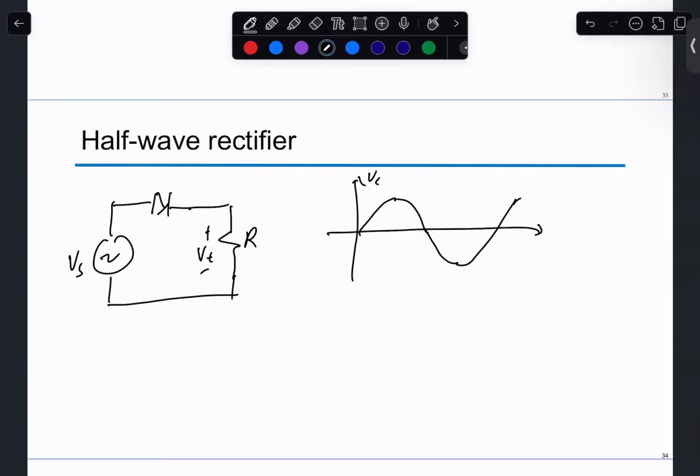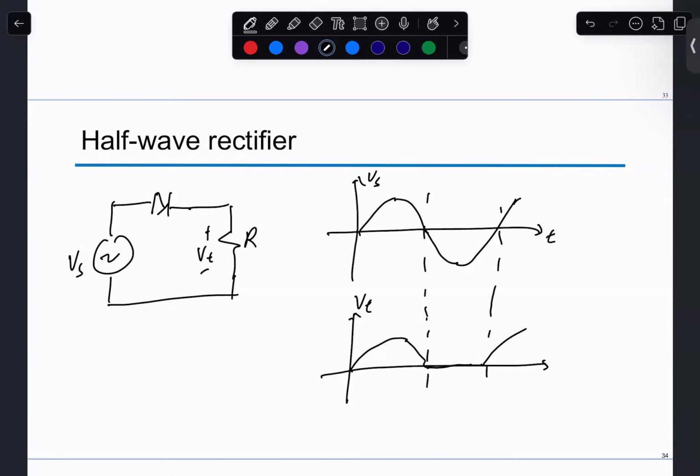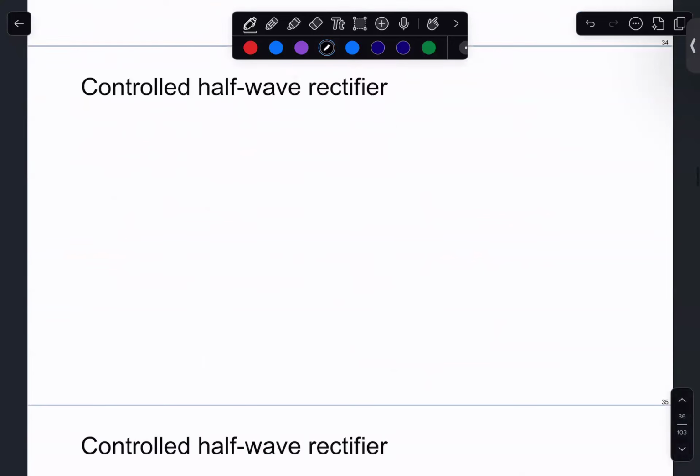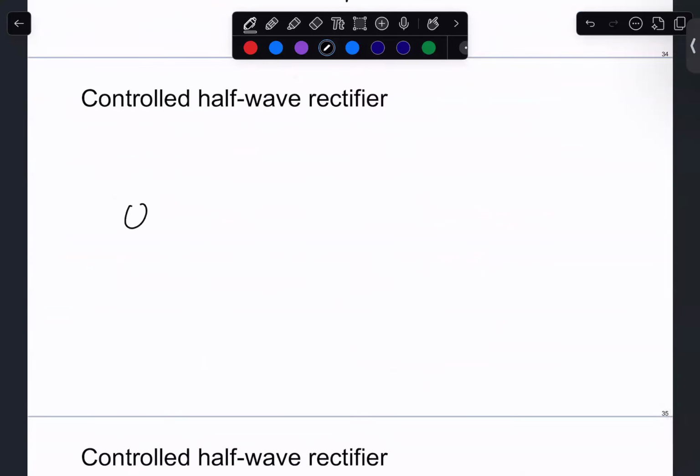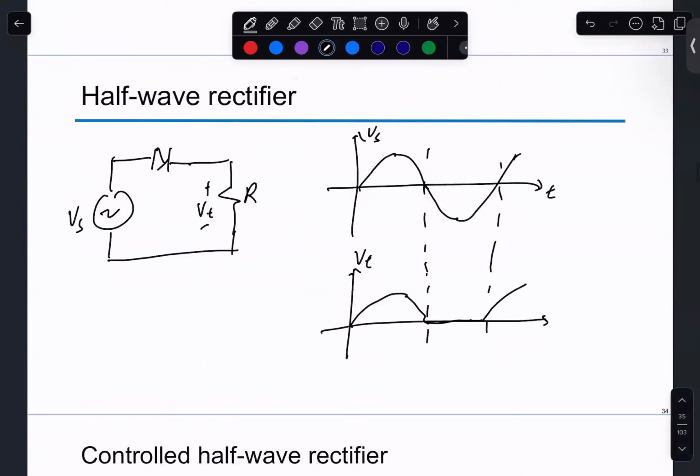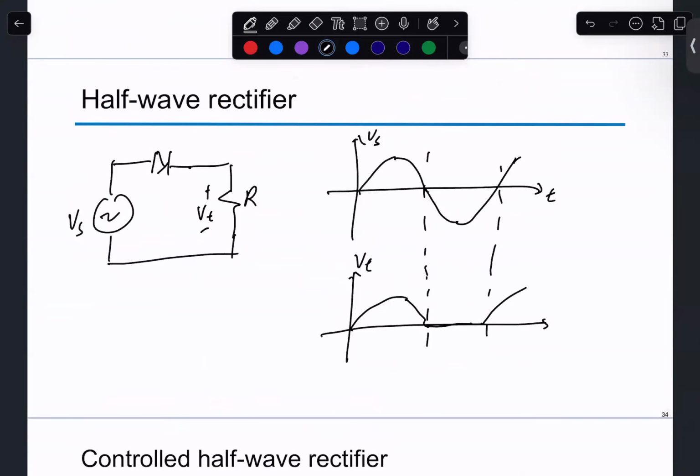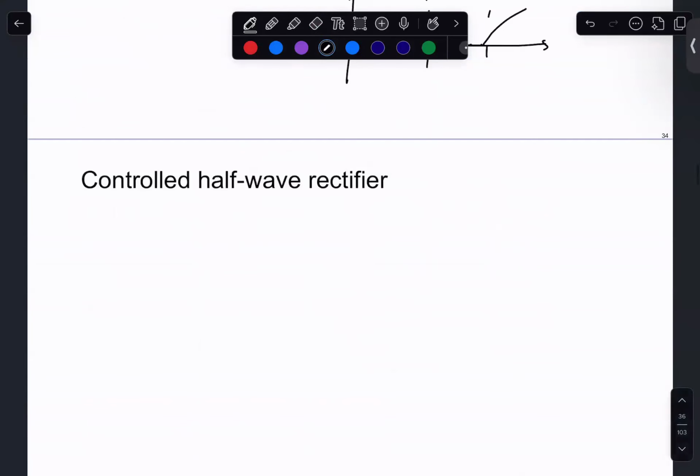And if we have a source like this, if you look at the voltage at a load, then just the positive part passes through, depending on whether the diode is forward biased or reverse biased. So this is about as simple as we can make it. If you look at this circuit, basically half the wave gets through, right? So this is called a half-wave rectifier.